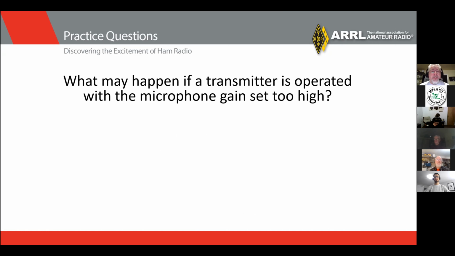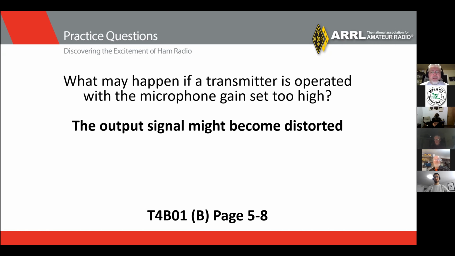What might happen if a transmitter is operated with the microphone gain set too high? Distortion. The output signal might become distorted.